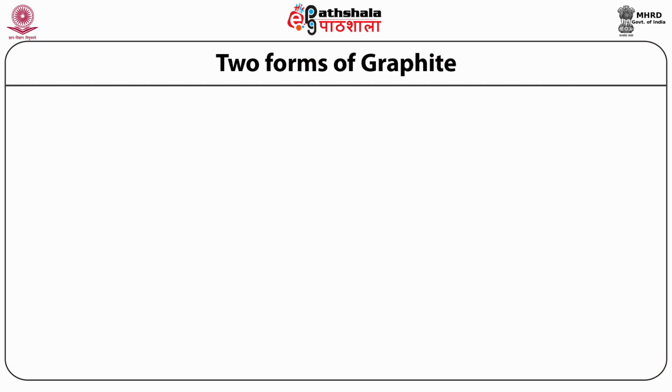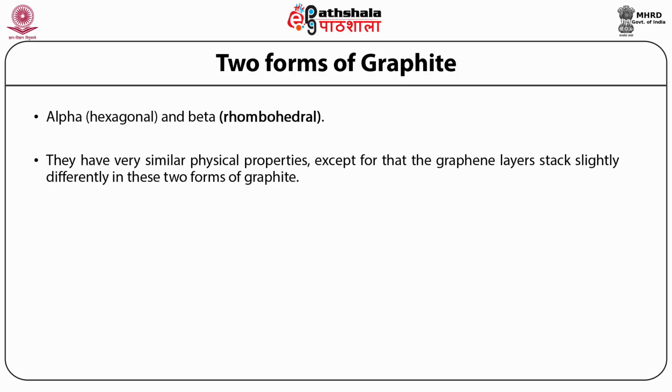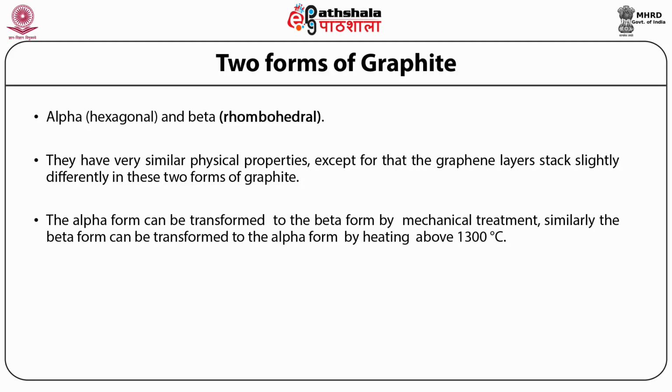There are two forms of graphite. One is alpha, which has the hexagonal structure, and the other is beta, which has the rhombohedral structure. They both have very similar physical properties, except that the graphene layers stack slightly differently in these two forms of graphite. The alpha form can be transformed to the beta form by mechanical treatment. Similarly, the beta form can be transformed to the alpha form by heating above 1300 degrees Celsius.